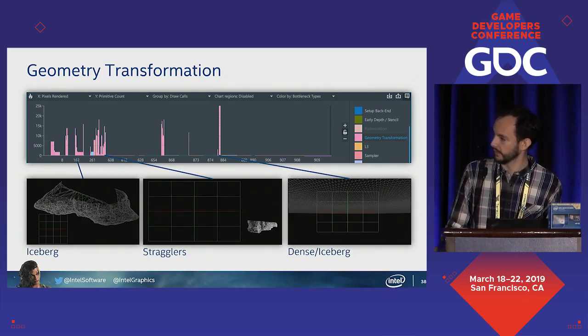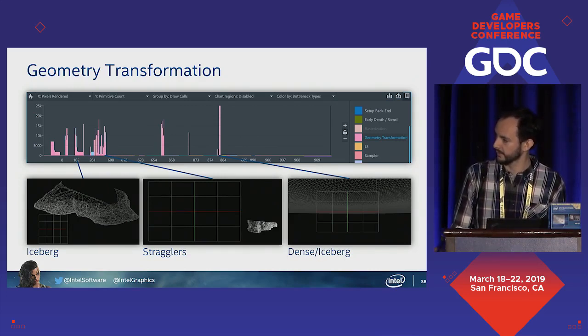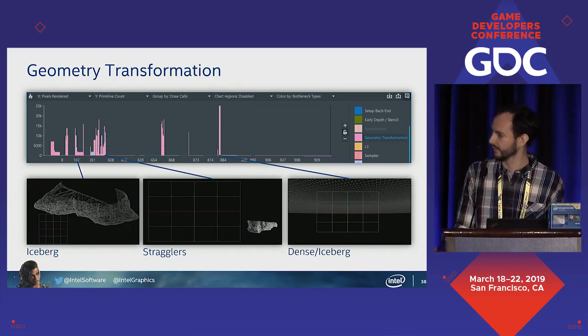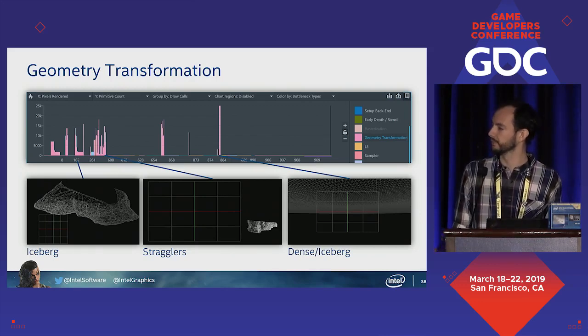Like from left to right, we get an iceberg, so just a little bit of it was in the scene, but then the rest wasn't. Then we get a straggler right there that just is not in the scene at all. Or a combination of things, where it's very dense geometry, and there's an iceberg too.